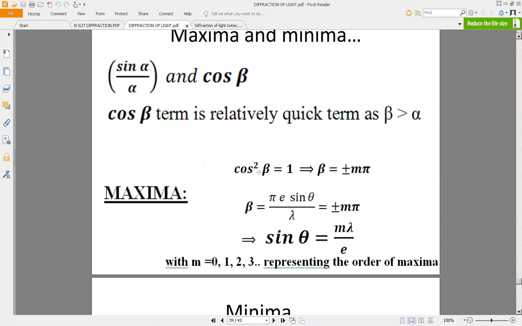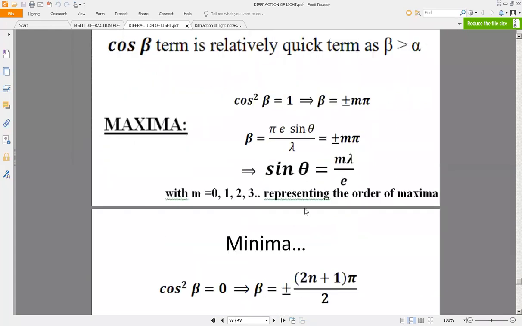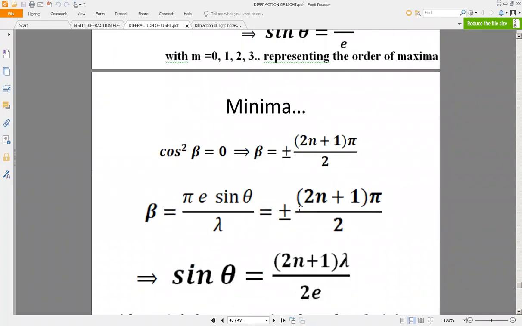Why? Because cos beta can take a maximum of plus 1 and a minimum of 0. Right? So this term 0 means intensity drops to 0. This term 1 means intensity is the maximum one. Right? That's why, with simple logic, without much mathematics, I have taken this expression. So sin theta equal to m lambda by e is the term which dictates the maxima due to the Fraunhofer double slit. And in a similar fashion, you can go for the other one, that is the minimum.